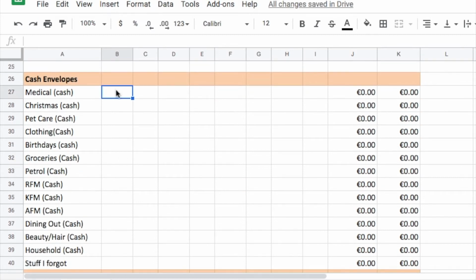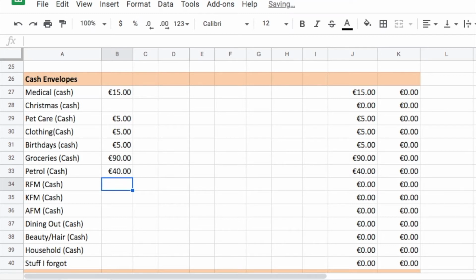So you can see medical. Medical is going to get €15. The Christmas cash fund is getting nothing. Pet care is getting €5. Clothing is getting €5. Birthdays is getting €5. Groceries is getting €90, and this is saving for our April budget for groceries. Petrol is the car petrol and the bike petrol, and that gets €40.